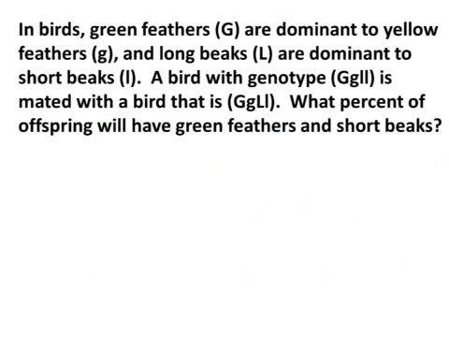Okay, so let's look at one more. In birds, green feathers are dominant to yellow feathers, and long beaks are dominant to short beaks. A bird with a genotype big G, little g, little l, is mated with a bird that is big G, big L, little l. What percent of offspring will have green feathers and short beaks? Okay, so set up our cross. I've got one parent and another parent: big G, little g, little l, and big G, big L, little l. I need my box.